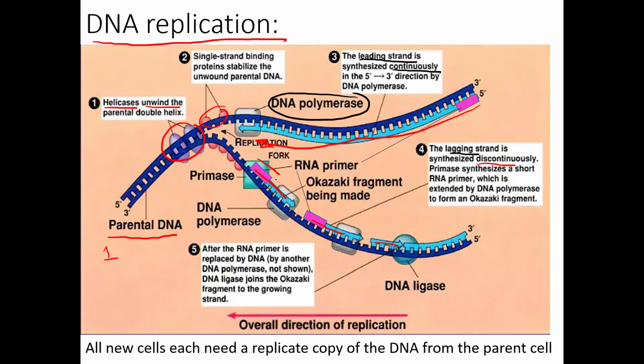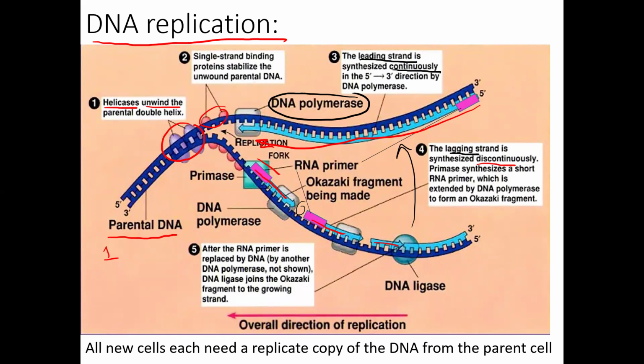Because it's going the opposite direction, we need to go ahead and build it. And there are going to be, again, these little spaces in between. So it's always trying to play catch up to our leading strand. Okay, so again, the lagging strand is synthesized discontinuously, so just not all in one piece. Primase synthesizes a short RNA primer, which is extended by our DNA polymerase to form our Okazaki fragments.